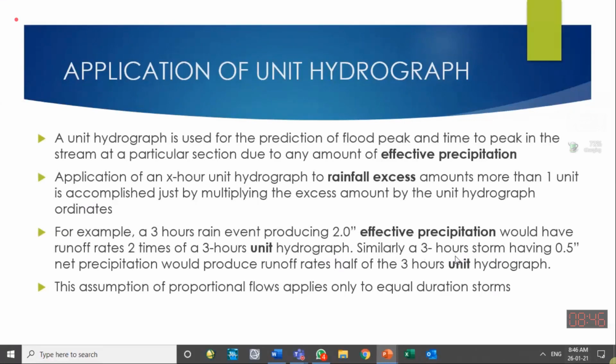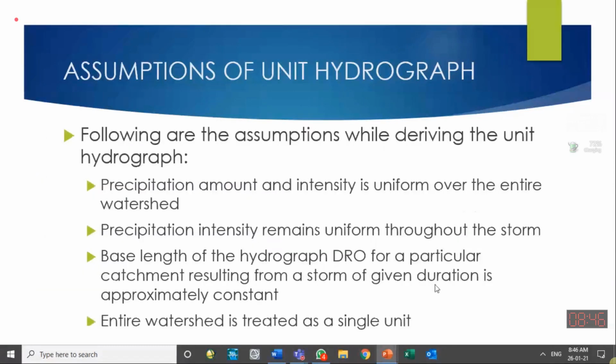Similarly, if we have a 3-hour storm having half an inch net or effective precipitation, we would be producing runoff rates half of the 3-hour unit. So we multiply whatever the effective rainfall is with the ordinate. So that is its use in practical life.